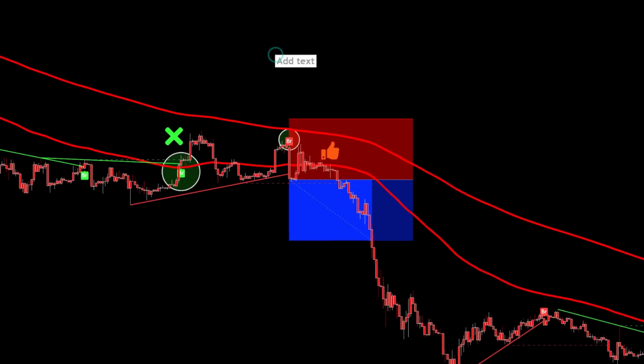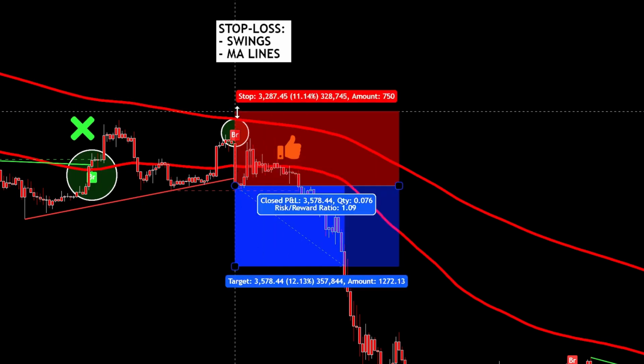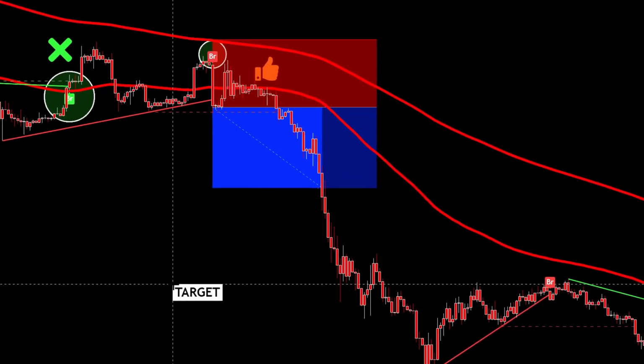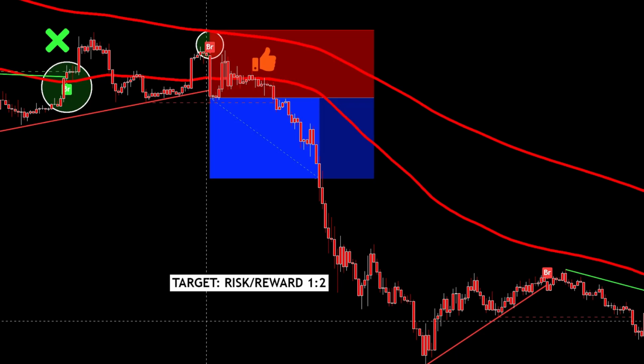Now where do we put our stop loss and target? Good question. For a bearish breakout like this, you could set your stop loss just a little above the recent swing high or maybe even above the MA lines. Just a little bit of protection in case the trend goes against us. And for your target, a common strategy is to use a risk-to-reward ratio of 1 to 2. This means you're aiming to make twice as much profit as you're risking.